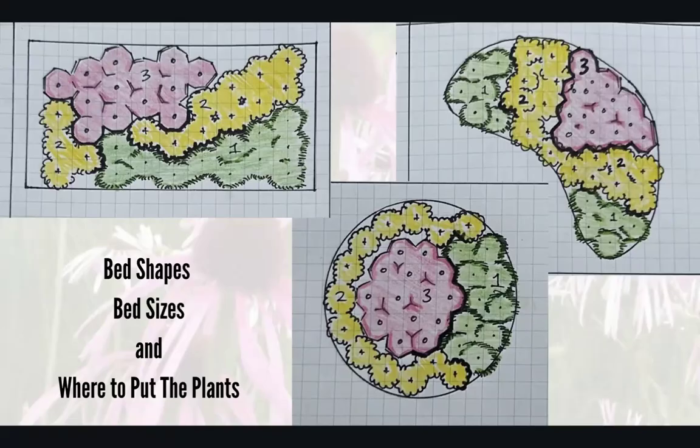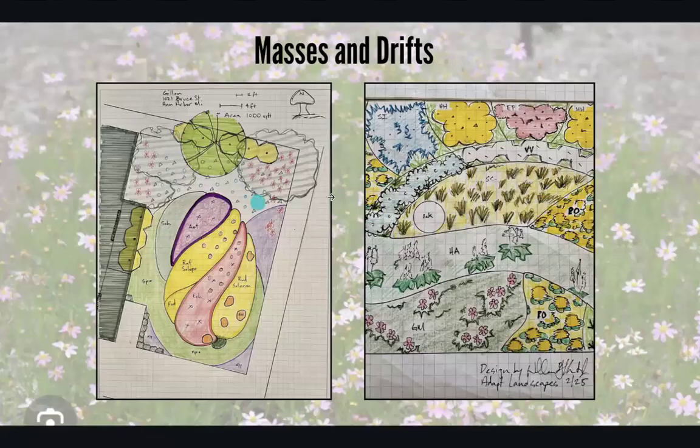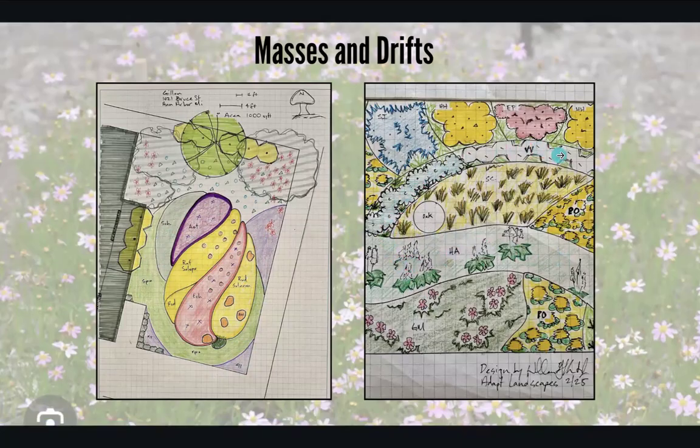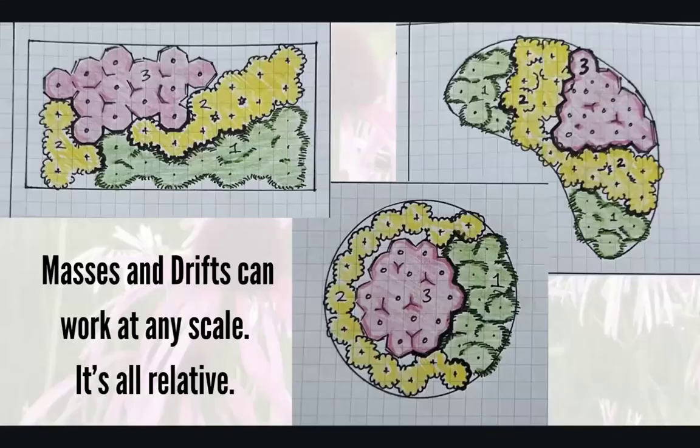So the same idea about how we're using masses, which are here, and then drifts, which are flowing ribbons of a single species, like this, can be taken to any scale. So here, big masses of single species, they kind of start to drift at the end, and then a big drift of this species and another, a little drift over here. Here we have flowing bands and large masses and then smaller masses. So I'm going to go back. As I was saying, these can work at any scale.